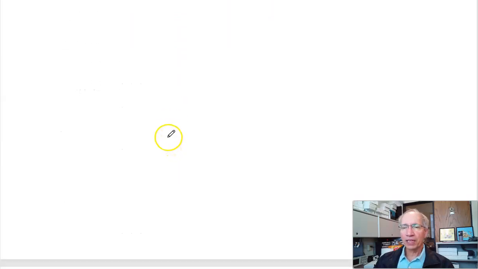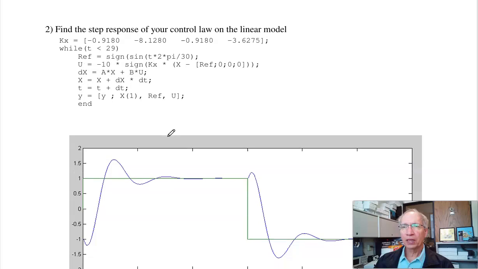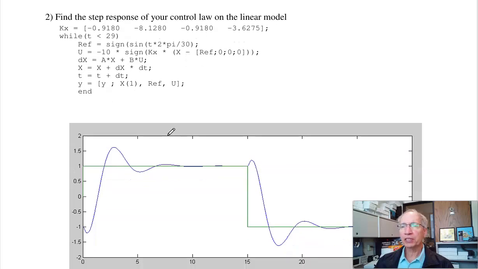Okay, once I find kx, check your step response on the linear system. So here I have my gain kx. I'm going to run for 29 seconds. My set point is a step input. My input is -10 times the sign, that's +1 or -1, of kx times x, or x minus reference.